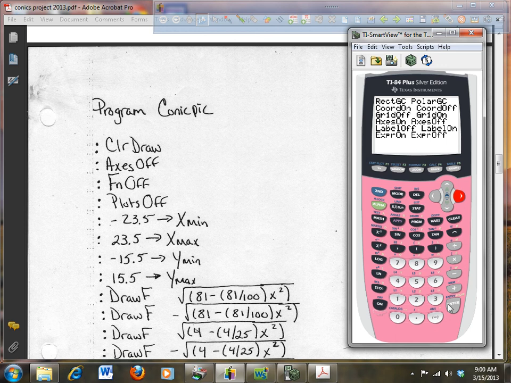You know what I mean? Okay, so there's enter, and now my axes will be off. And then function off. Oh shoot, I forget where this is. I better think. Search it up in your catalog. Yeah, show us how to search it up. Oh, show you how to get it in the catalog.